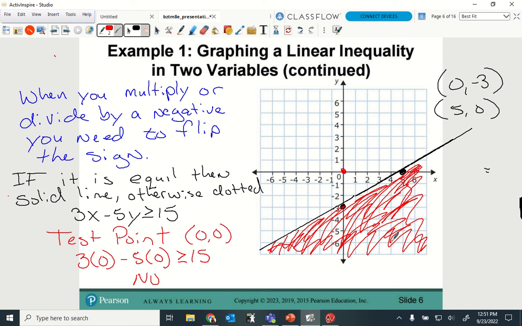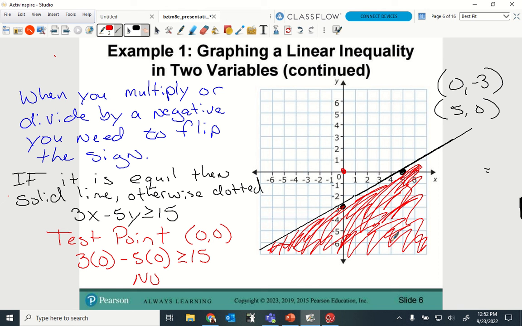Does that make sense? Hopefully? Yes. Why not the top part? Okay, if this was true, let's say for instance the symbol went the other way. If this said, hey, is this less than or equal to 15? You look at it and say, would 0 be less than or equal to 15? Is 0 less than 15? Yes, it is. So that would be true. And because that would be true, everything above the line would work. So you would shade everything above it.